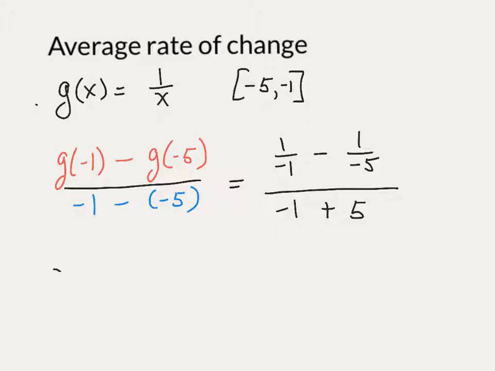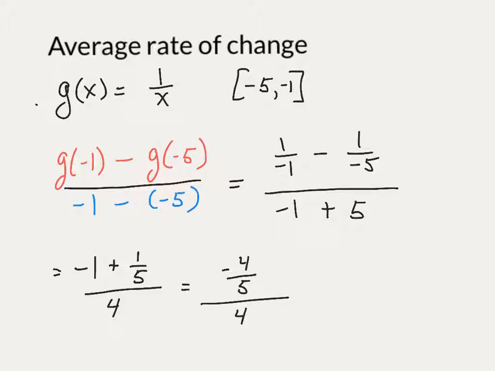We'll simplify just a little bit. 1 divided by -1 is -1. So I'm taking away -1/5, which is the same thing as adding 1/5, and I'm dividing all of this by -1 plus 5, so that is 4. So -1 plus 1/5 is -5 over 5 plus 1 over 5, which gives me -4 over 5, and all of this is divided by 4.